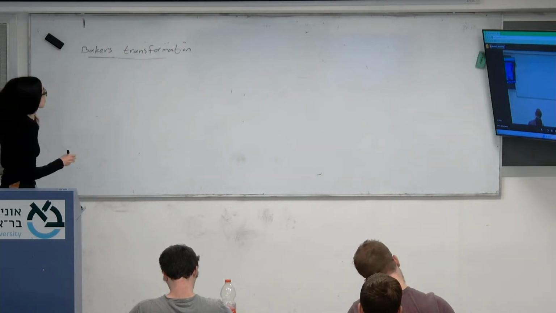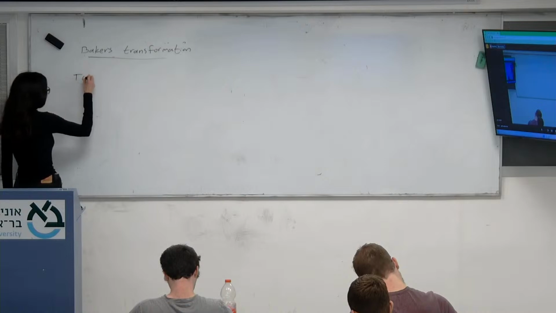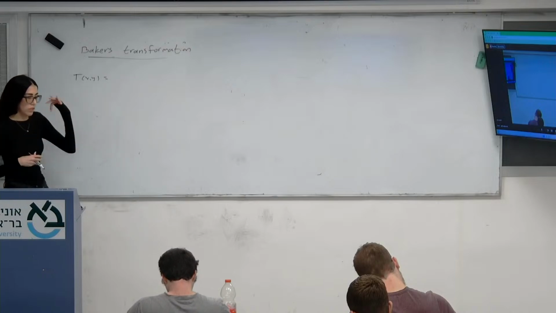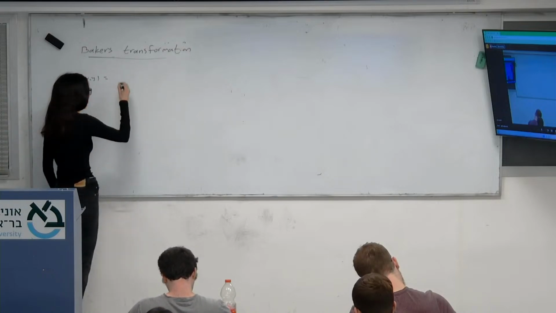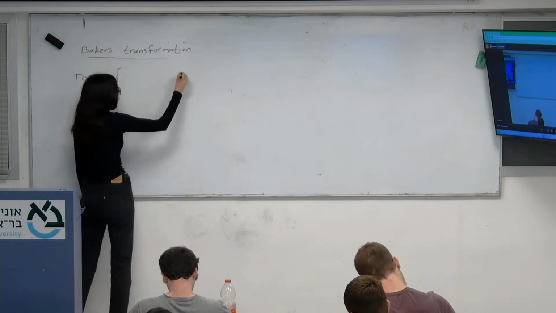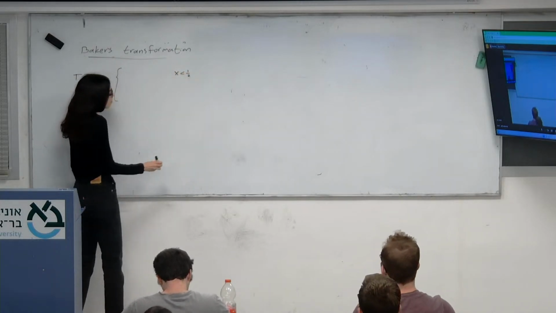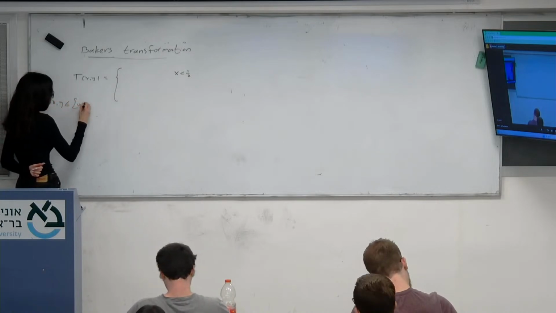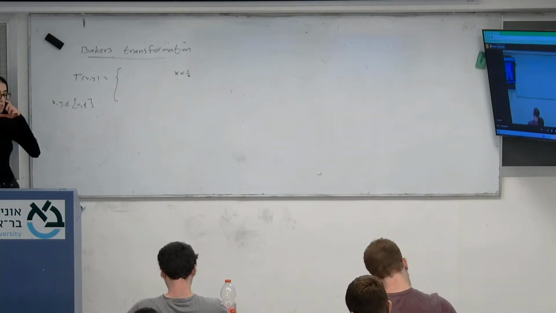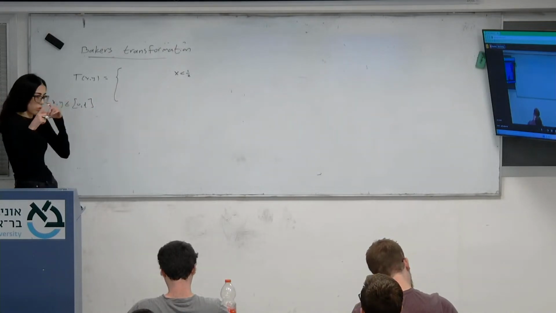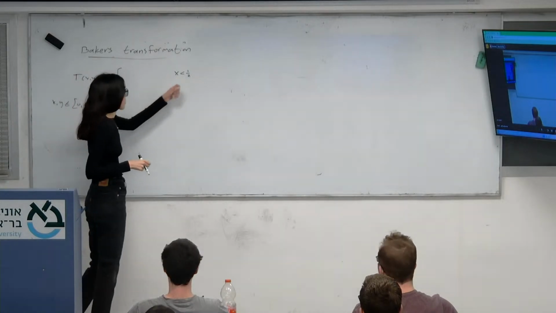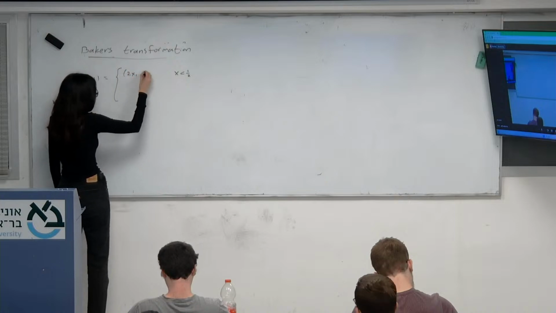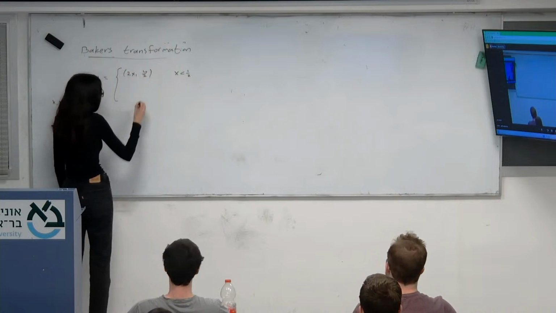So this transformation is defined for two coordinates, x and y. I'll write the transformation and then we'll see what it does. First of all, both x and y are defined between 0 and 1, so the phase space is just a square. If x is smaller than half, x goes to 2x and y goes to y over 2.